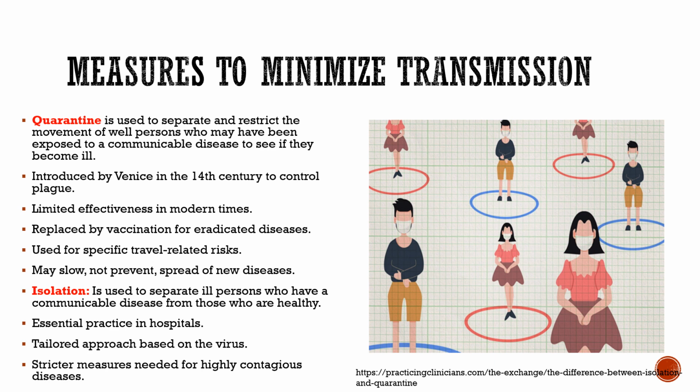Isolation is used to separate ill persons who have a communicable disease from those who are healthy. The isolation of patients suspected of presenting an infection risk is a routine and essential practice within hospitals. The measures adopted, for example enteric or blood precautions, and the stringency of isolation are governed by the characteristics of the virus involved. Sometimes, for more highly contagious diseases, more stringent precautions, special training, and personal protective equipment may be required.